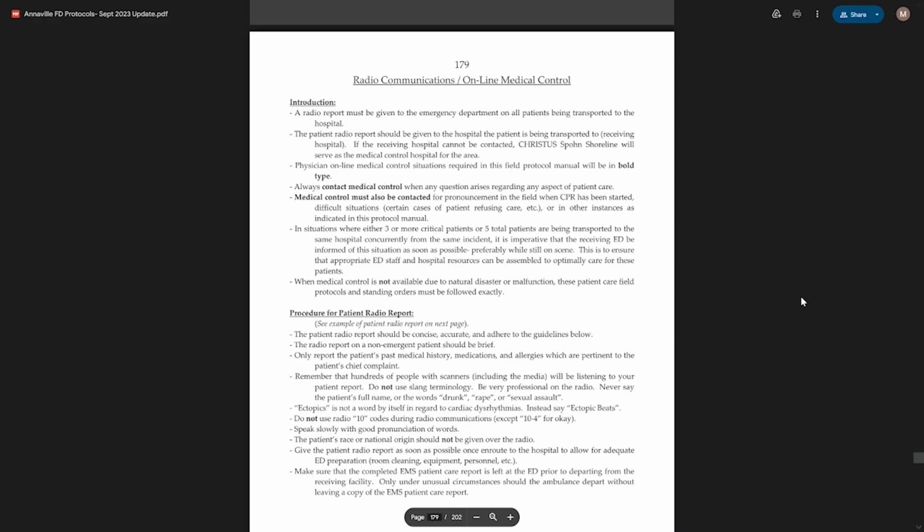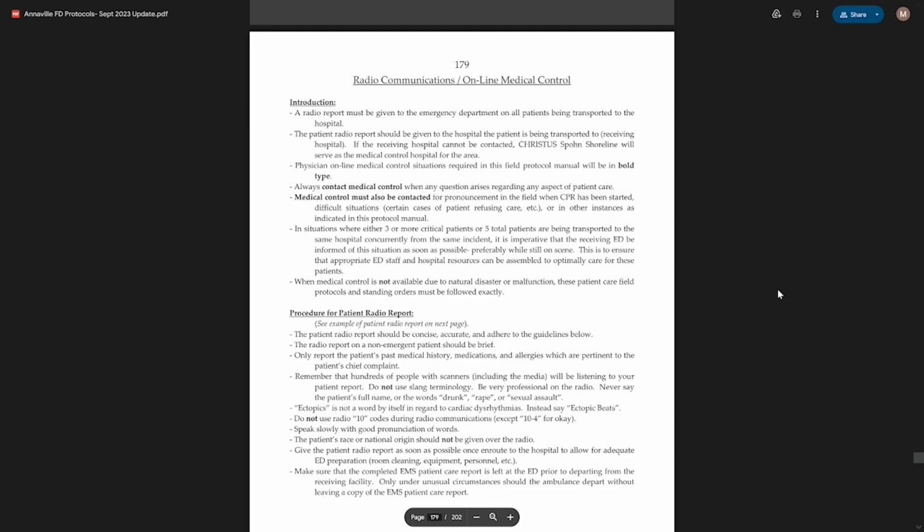For radio communication or online medical control, a radio report must be given to the emergency department on all patients being transported to the hospital. The patient care report should be given to the hospital the patient is being transported to, i.e. the receiving hospital. If the receiving hospital cannot be contacted, Christus Spohn Shoreline will be serving as a medical control hospital for the area. Physician online medical control situations required in the field protocol manual will be in bold type. Always contact medical control when any question arises regarding any aspect of patient care.